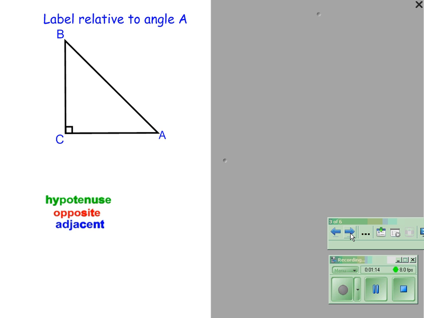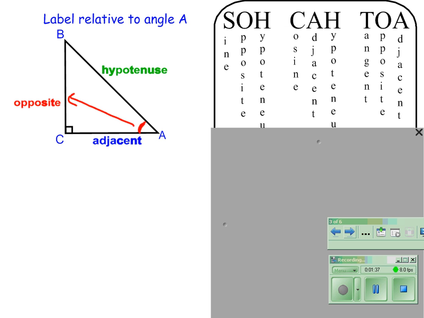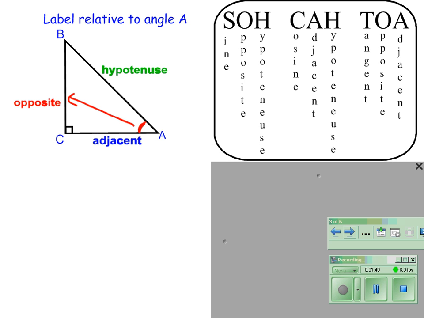When you are labeling your triangle, remember you have to label relative to a certain angle. So if I label relative to A, then A should be highlighted. The hypotenuse is always the same side. It's going to be the longest side in the triangle. The opposite side is labeled relative to the angle that you just mentioned. And adjacent will be beside the angle you just mentioned. So when you look at SOHCAHTOA, the opposite side will be length CB, the hypotenuse will be length AB, and the adjacent will be AC.